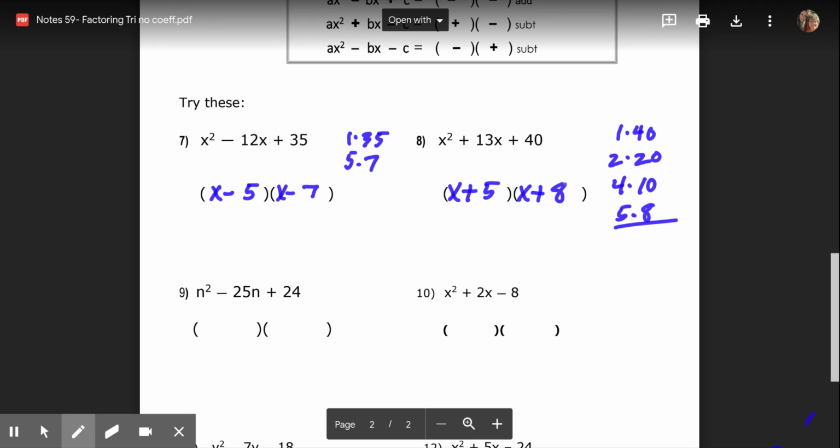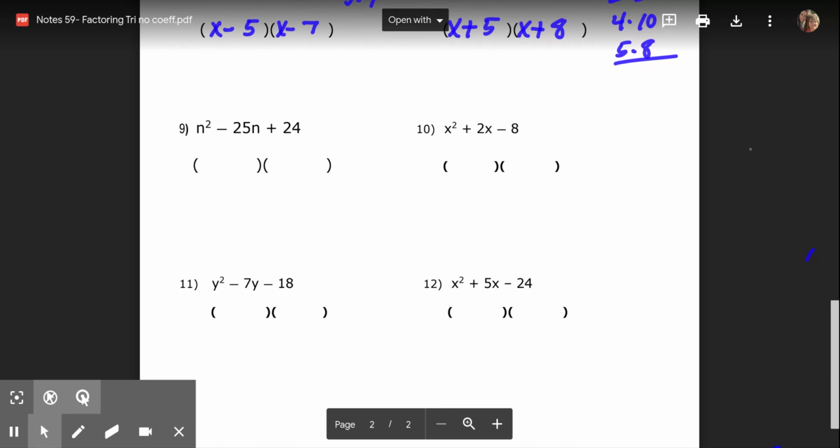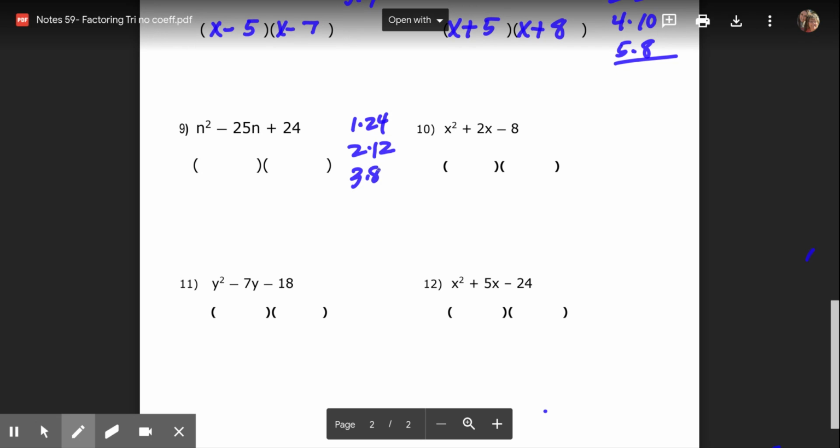All right, number 9. We've got factors of 24. So we've got 1 and 24, 2 and 12, 3 and 8, and 4 and 6. This will be an n, and again, this is the same thing. Both of them will be minus signs. So we want them to add up to 25, which will be 1 and 24.